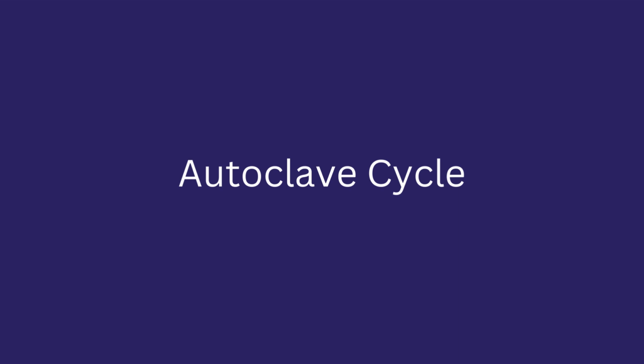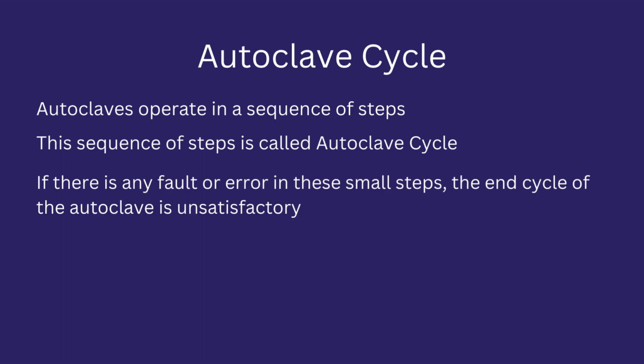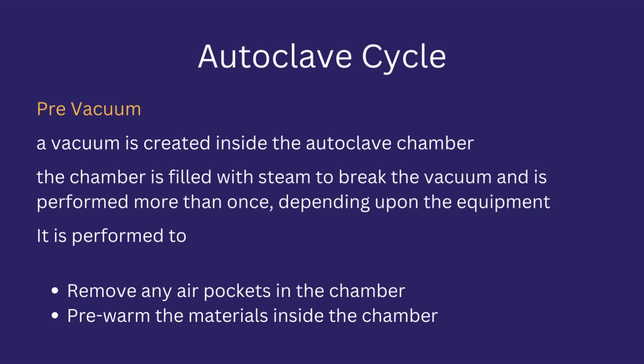Autoclave cycle. Let's discuss the autoclave cycle. That is, what is the sequence of a typical autoclave? An autoclave operates in a sequence of steps, and this sequence is called a cycle. For an effective autoclave cycle, the sequence has to be accurate and timely, because if there is any fault or error in these small steps, the end result of the autoclave cycle is unsatisfactory. Commonly, the autoclave cycle is divided into pre-vacuum, sterilization, and post-vacuum.